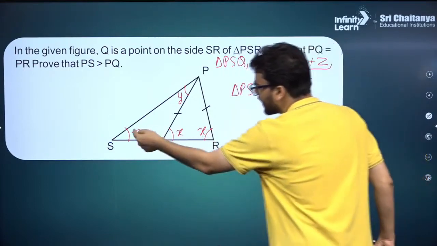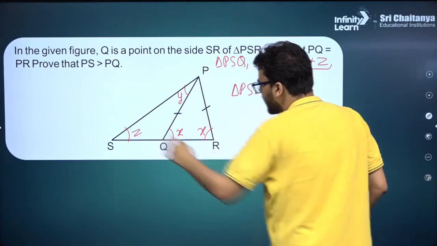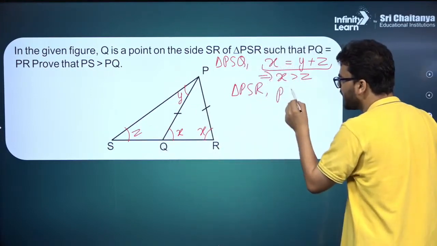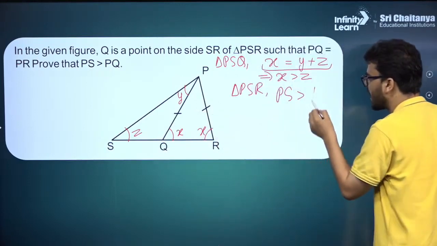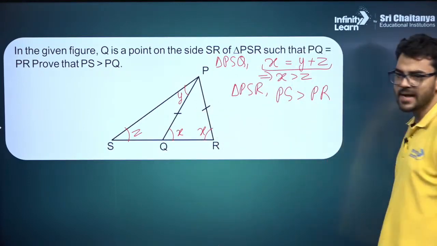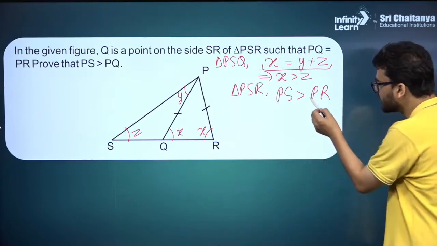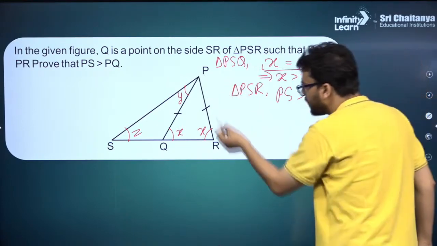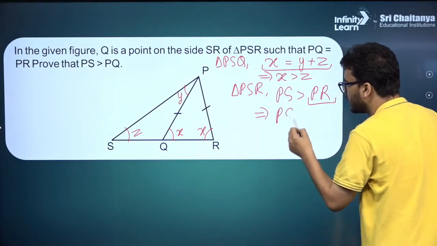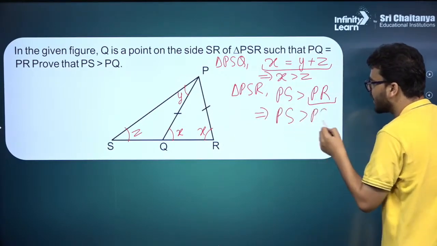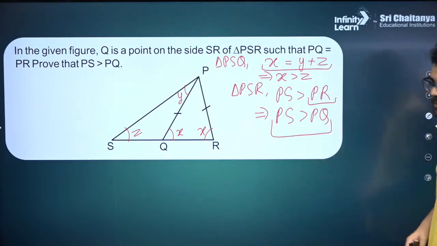So if x is greater than z, side opposite to x is what? PS. So can I not say PS will be greater than side opposite to z, that is PR? Have we proved this, guys? Tell me. Yes or no? Now in place of PR, can I write PQ? Because PR and PQ, they are equal. So have I proved that PS is greater than PQ? That we have to prove. PS is greater than PQ.